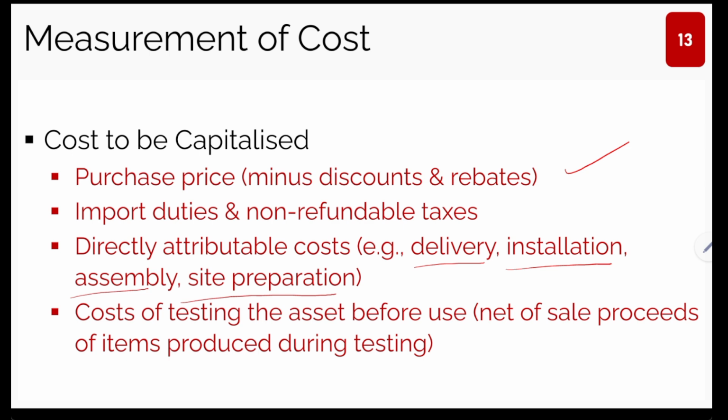So if during testing it cost me 20,000 naira to test the asset, but the product from this testing period was then sold, and it brought in like 5,000 naira, that's the sales proceeds. So what it means is that the amount to be capitalized will be 20,000 minus 5,000 because you've gained 5,000, right? You're only going to capitalize just 15,000.